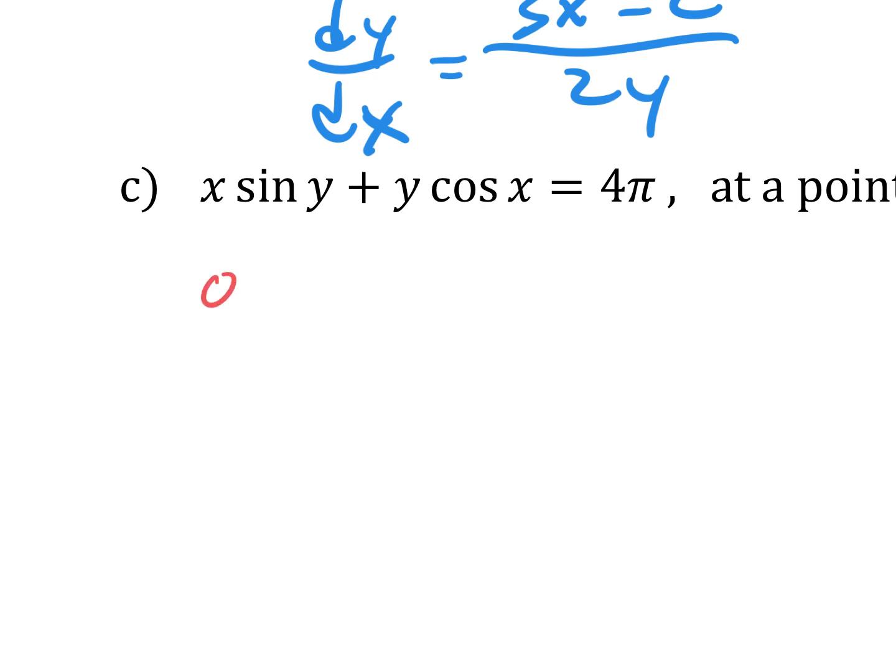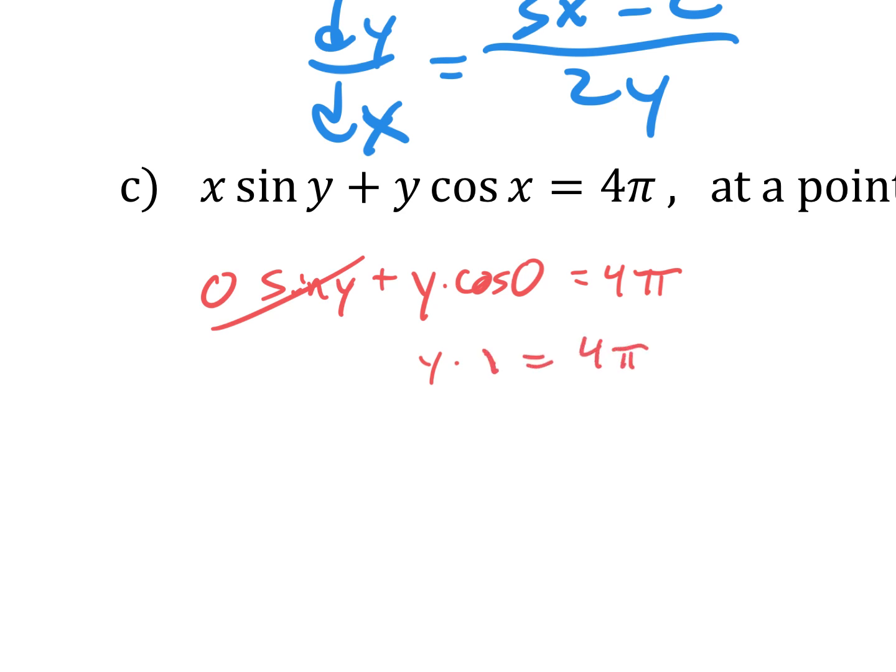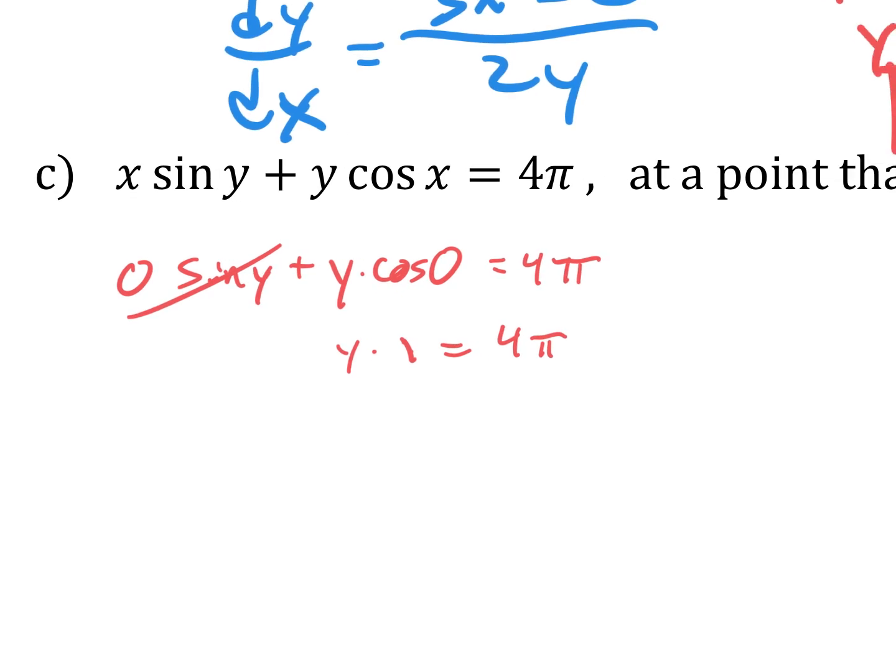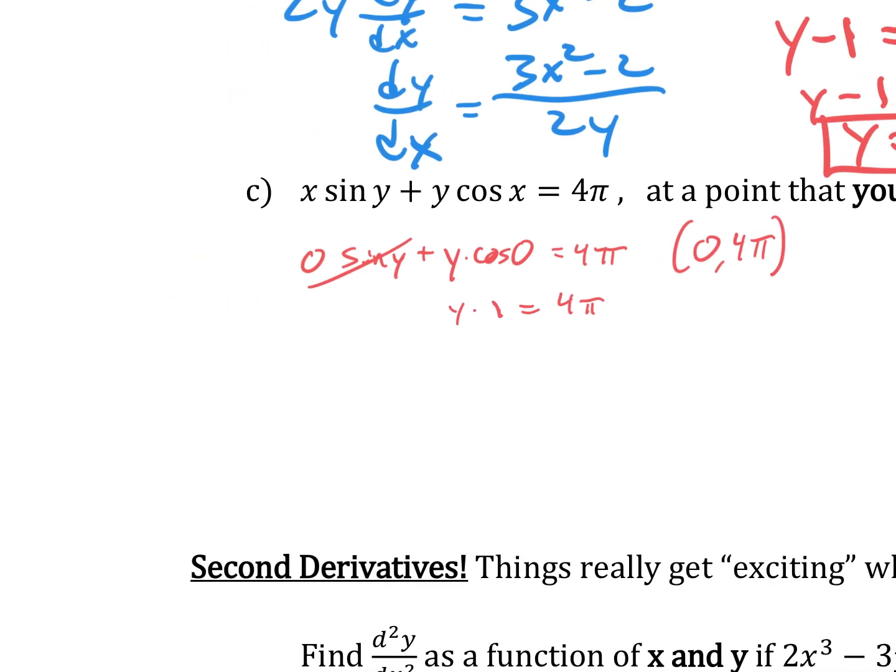When x is 0, 0 times sine y plus y times cosine 0 equals 4 pi. Well, let's see. This is 0. So y times cosine of 0, which is 1. And so that means y is 4 pi. Okay, so we found a point. The point is (0, 4 pi). That's on the graph. All right.